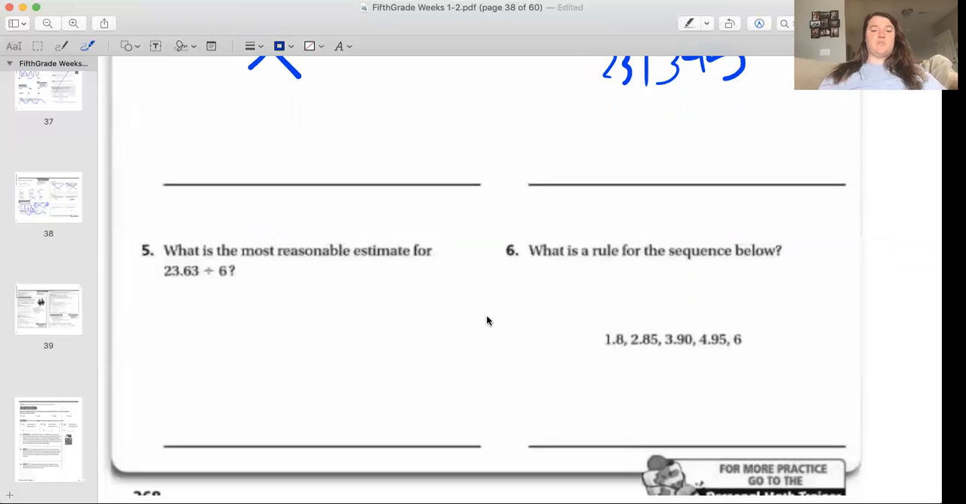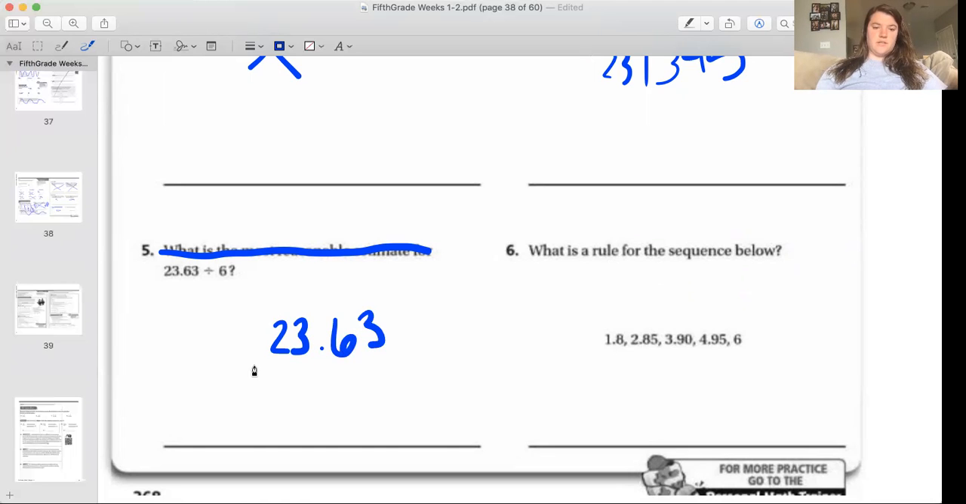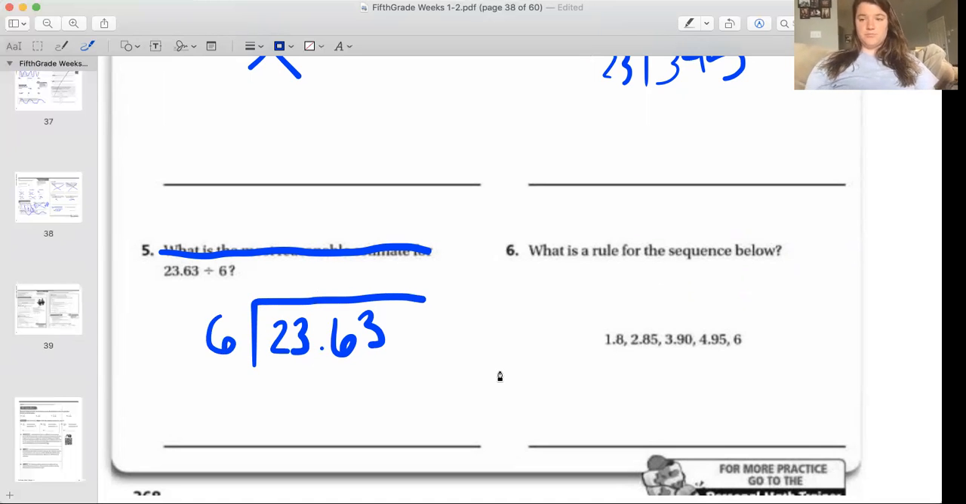What is the most reasonable estimate for this? I actually would just like you to do the division problem with the decimal. So remember when we do those, it's 23 and 63 hundredths, and we are dividing it by 6, and with our decimal, just don't forget to take it straight up and divide like normal.